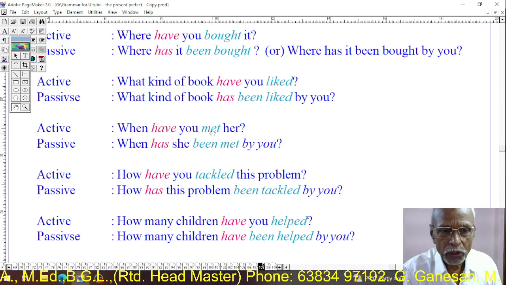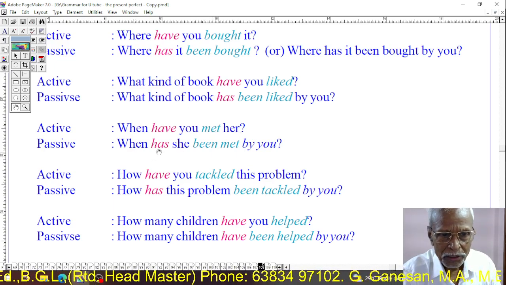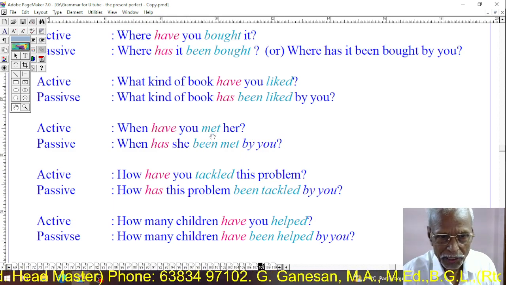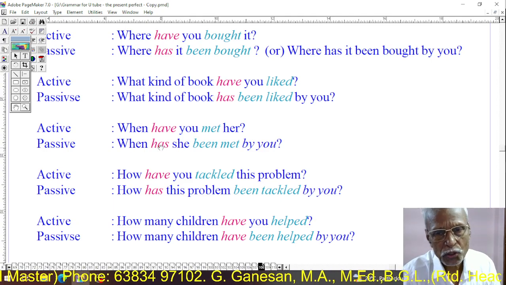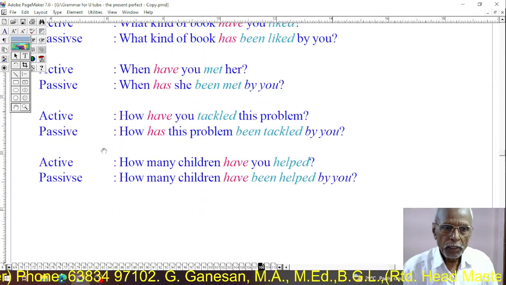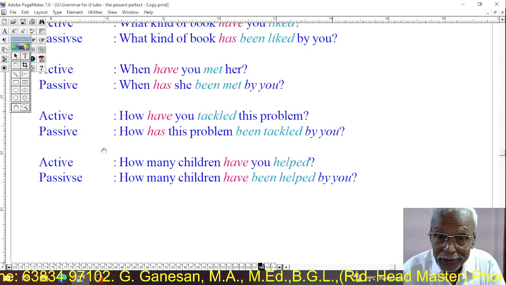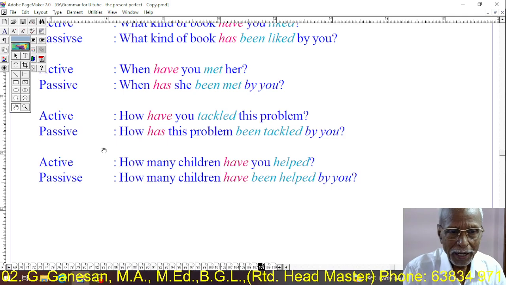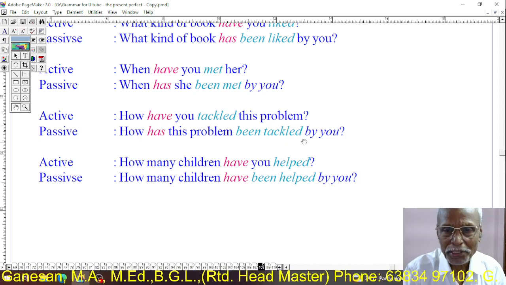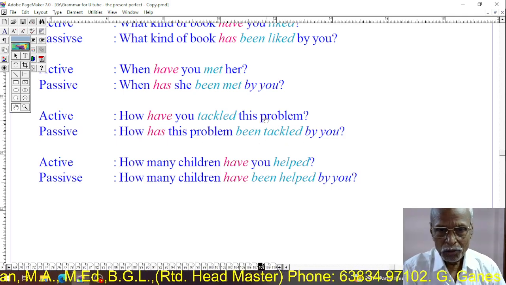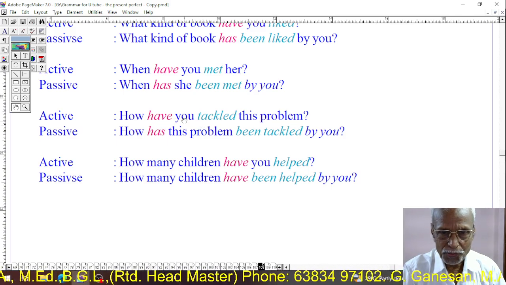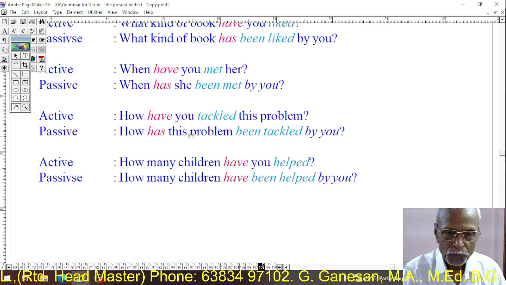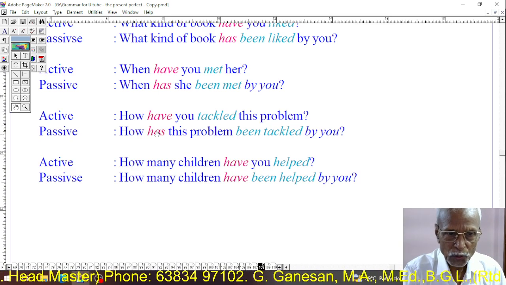When have you met her? When has she been met by you? Here the subject is you, so have. Here the subject is she, so has. How have you tackled this problem? How has this problem been tackled by you? Object, subject. Subject, object. Here the subject is you, so have. Here the subject is "this problem," it, so has. Okay?